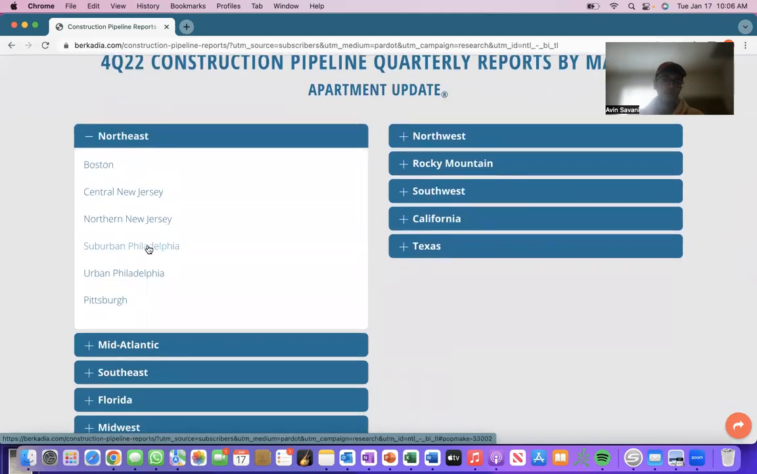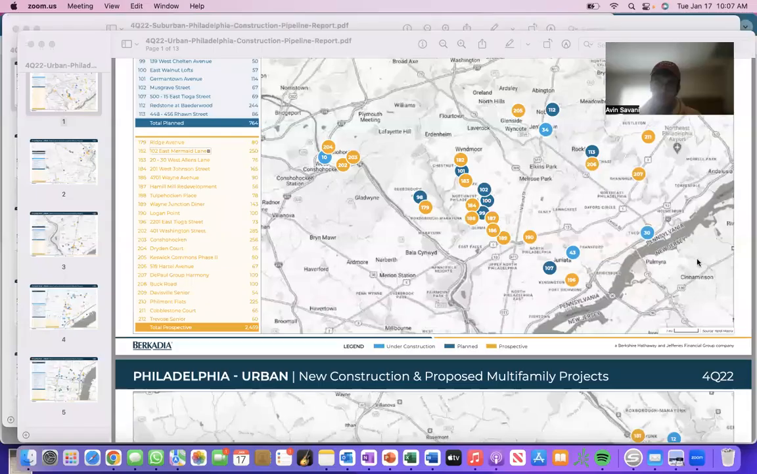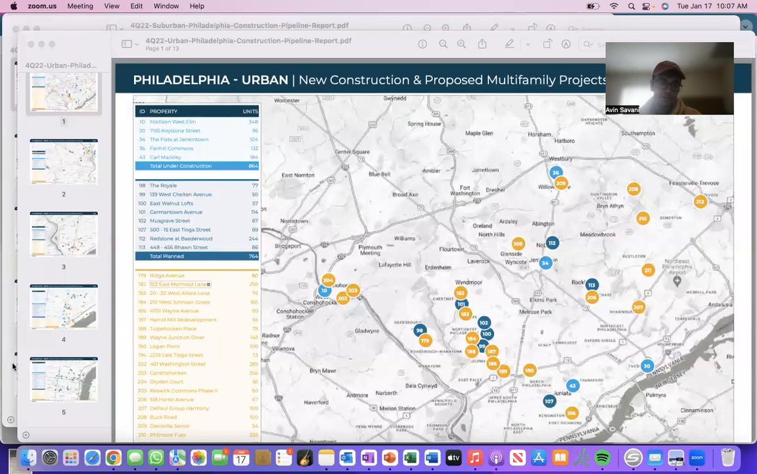The first one was suburban Philadelphia and urban Philadelphia. So I'm actually just gonna pull that up here. One second. Awesome. Okay, so I think they do this on a quarterly basis, so that's great to see. And let me just share my screen again. Okay, awesome. So this is the basis of how it looks.